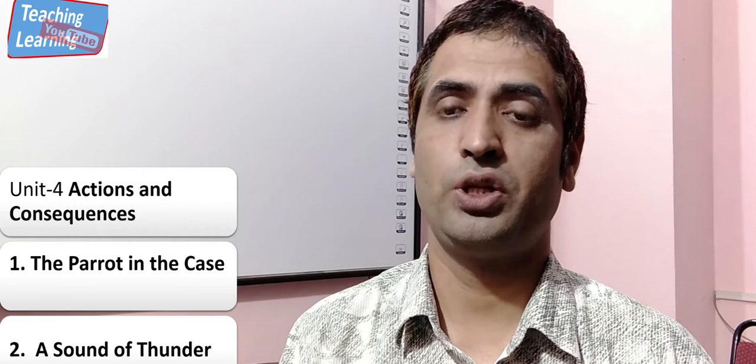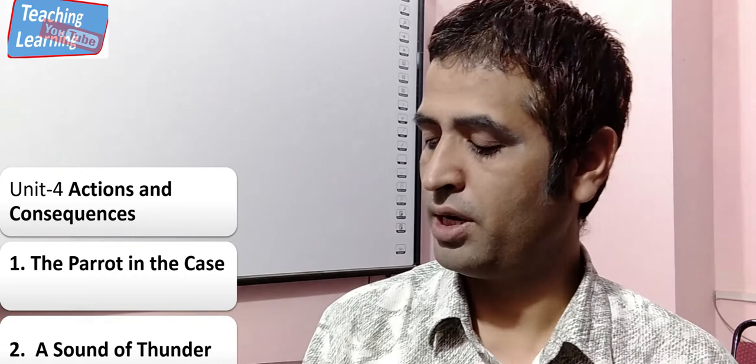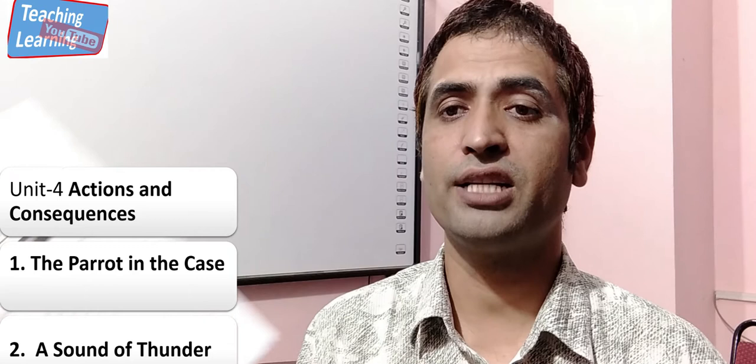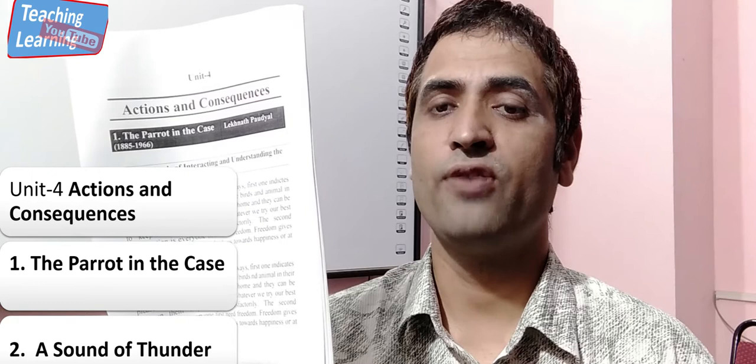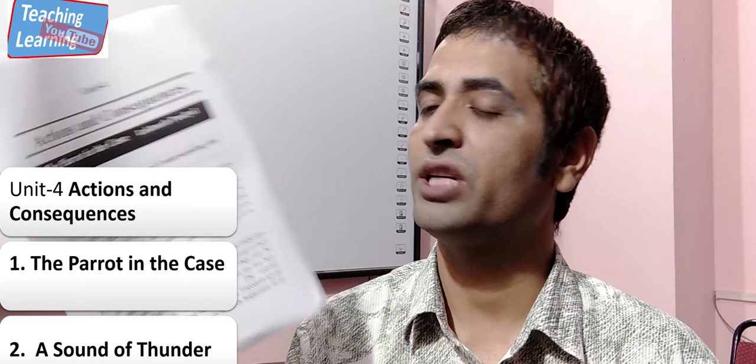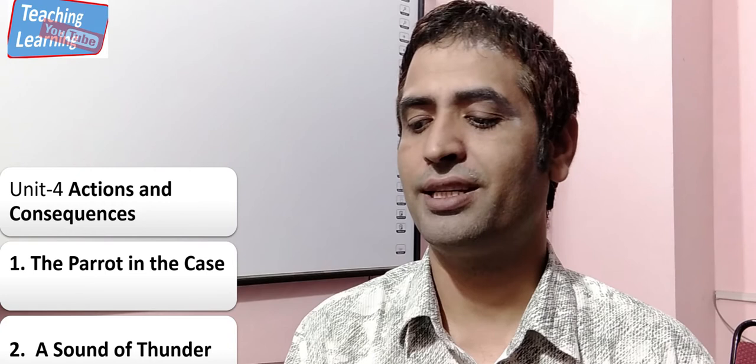The first lesson is The Parrot in the Cage. I have made the note for you like this. Look at it. This is Unit 4 from Golden Flax Tales. The title is Action and Consequences. Number 1, The Parrot in the Cage. This text is a poem composed by Lekhnath Paudyal.